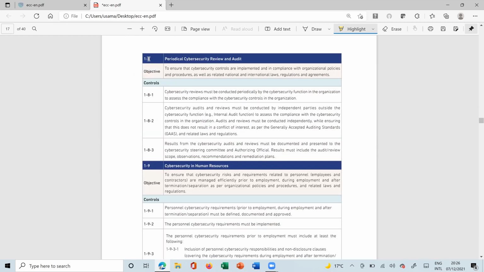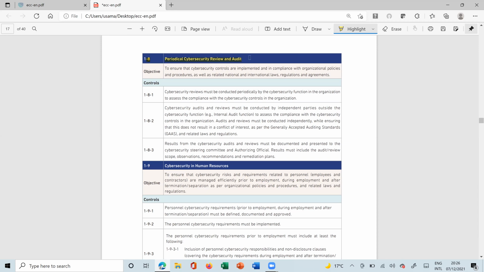Then we will come to subdomain number 8, periodic cybersecurity review and audit. This is very important. Again, review and audit is very important, and it's a part of ISO 27001. You must have an internal audit, and this is a part of continual improvement. It's a part of the performance evaluation.